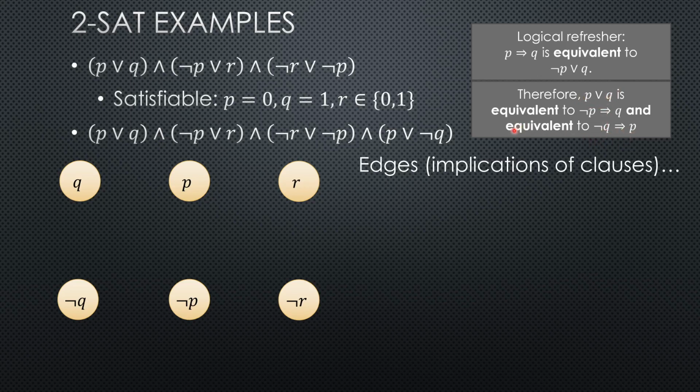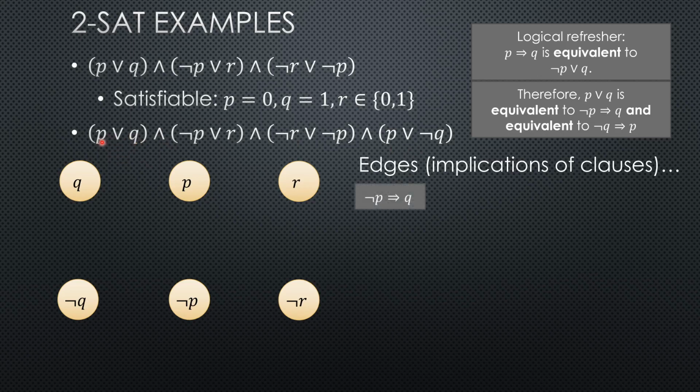You can also just think about this logically. If the P is false, then the Q has to be set in order for this clause to be satisfied. So not P implies Q. And if the Q is false, then the P has to be true. So not Q implies P if we want this thing to be satisfied. So for each of these clauses, we can define two implications. If the first term is false, the second must be true. If the second term is false, the first must be true. So let's write those down.